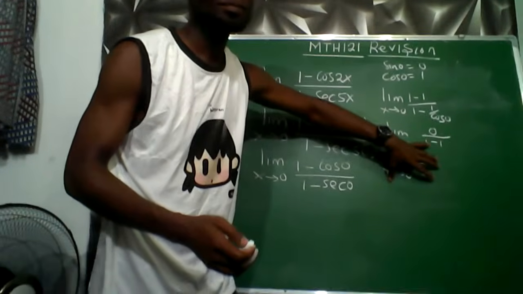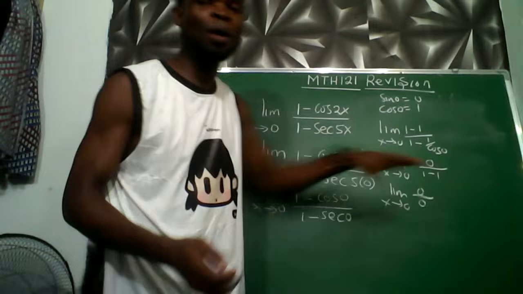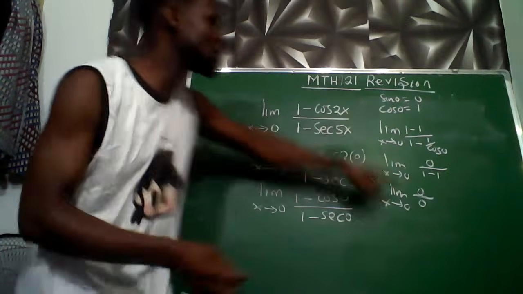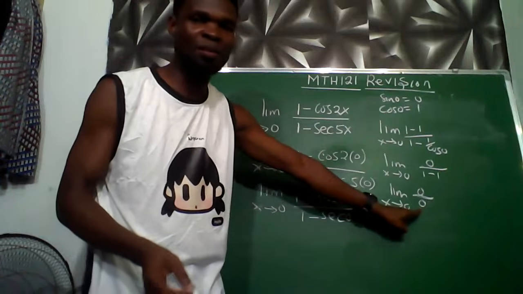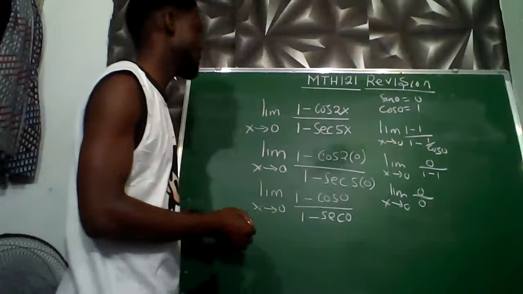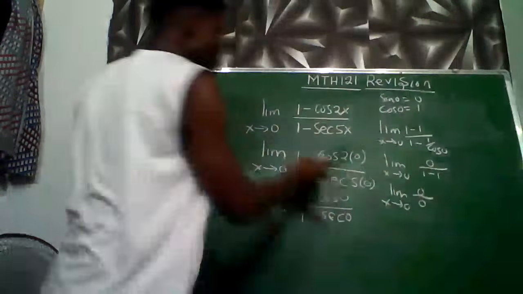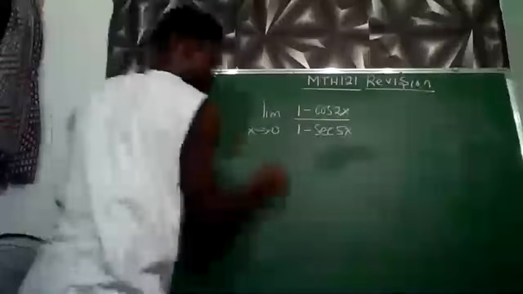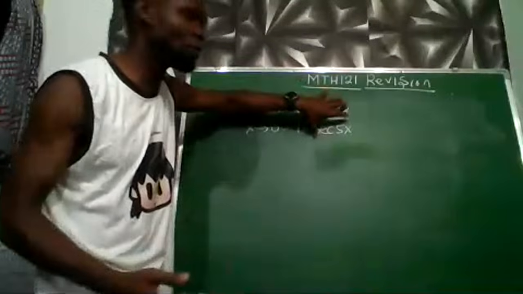One of the ways we are going to treat this is to apply a rule called L'Hopital's rule. Since it gives us 0 over 0, which is indeterminate, we are going to apply L'Hopital's rule to get this done. So how do we do that? I'm going to clean this since I don't need it. Applying L'Hopital's rule simply entails that we differentiate.